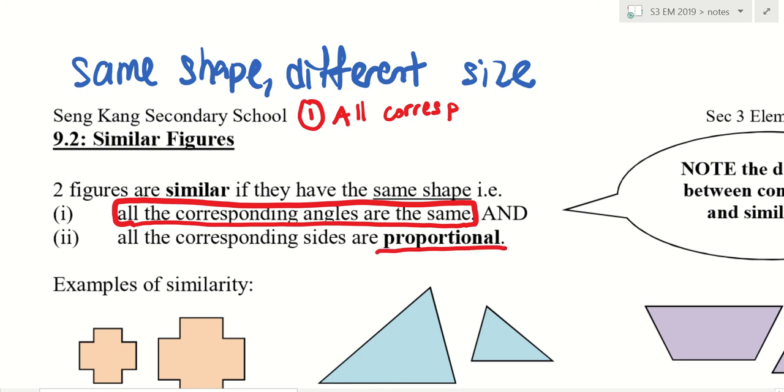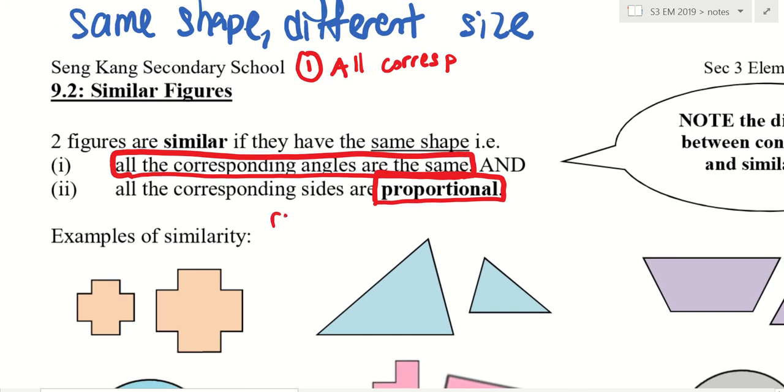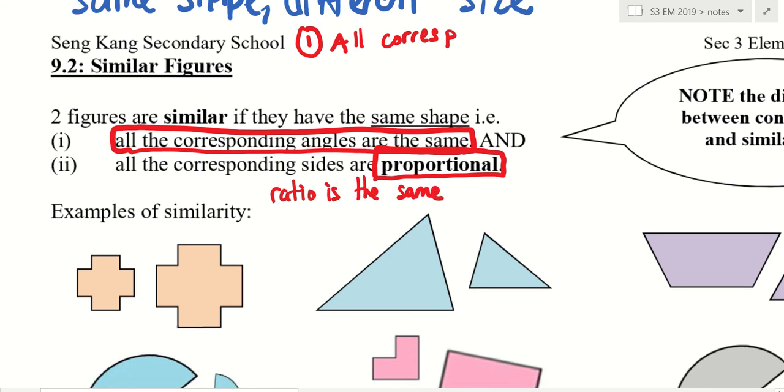Okay, can you underline the word proportional? Proportional means the ratio is the same. Okay, I want to elaborate on the point number two.